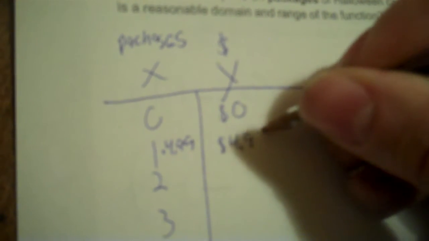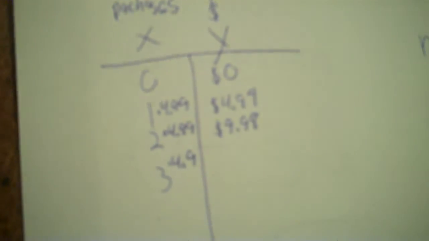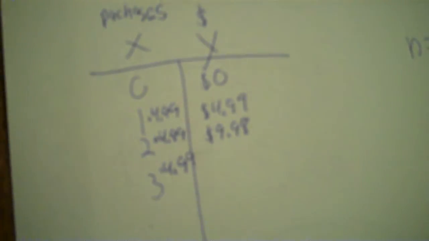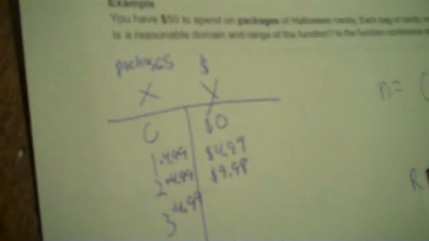Okay, so domain 0 to 1 to 2 to 3. So if you buy 0 packages, you're not going to pay any money. If you buy 1 package, 1 package costs $4.99. If you buy 2 packages, you take 2 times $4.99, and that's $9.98. 3 packages would be 3 times $4.99, $14.97.